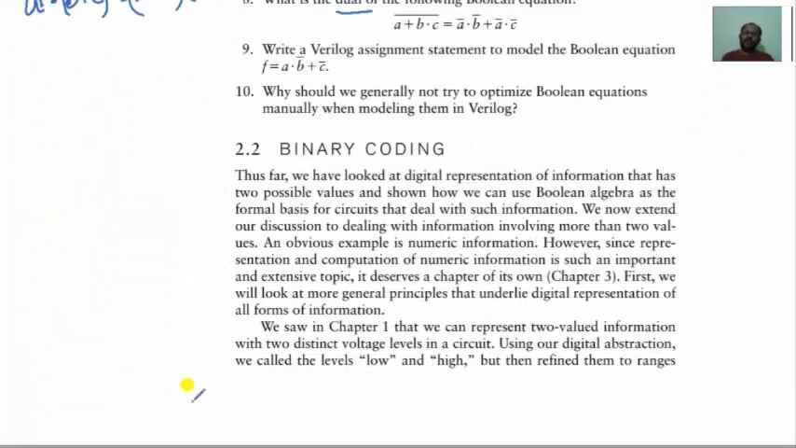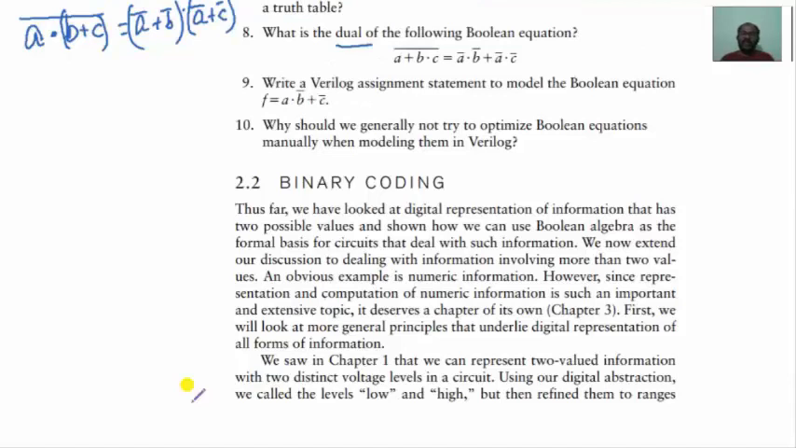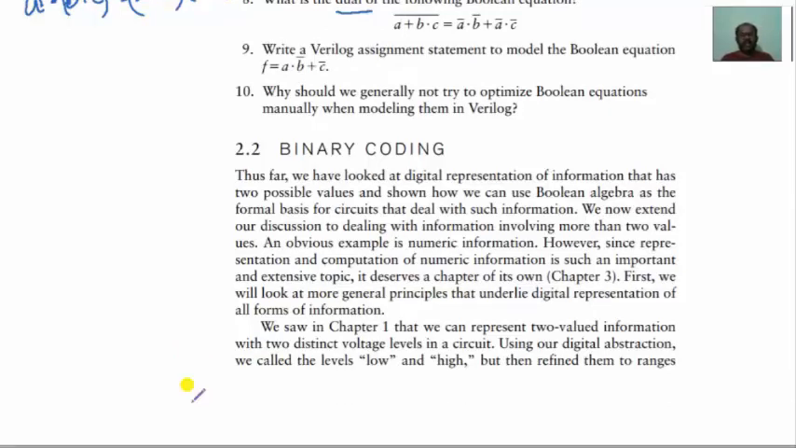If you want to take the complement of a function, the first step is to take the dual of the function. The next step is to complement each literal. Nothing but if you have a, write a bar. If you have b, write b bar. If you have c bar, you should write it as c.